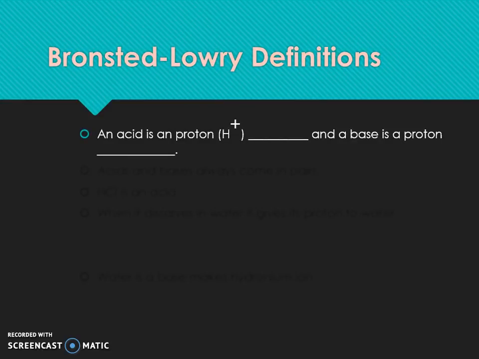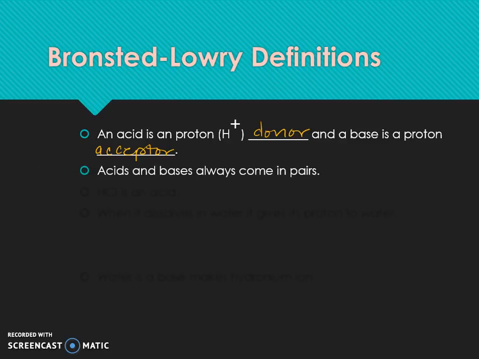According to the Bronsted-Lowry definition, an acid is a proton donor, and a base is a proton acceptor. Okay, so what does that mean? That means that an acid is one that can give a proton away, or a hydrogen ion, and a base is a substance that can accept or take on that hydrogen ion. Right? And in a Bronsted-Lowry, acids and bases will always come in pairs because you have to have one that accepts and one that donates. Well, if one's donating, where's it going to go? It's going to go to the one that's accepting.